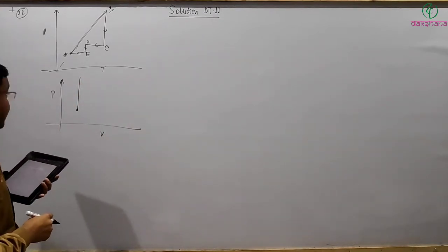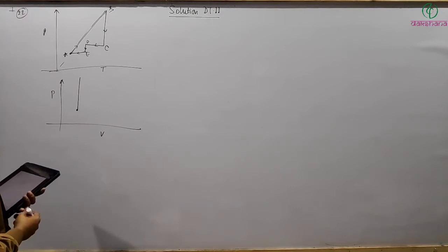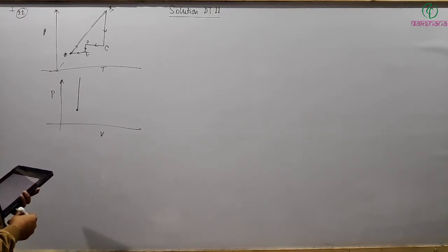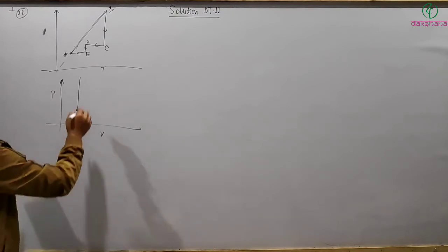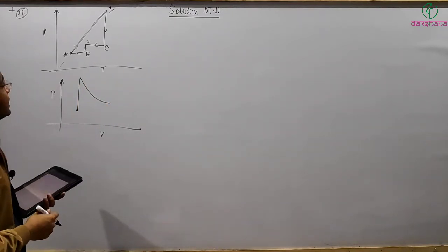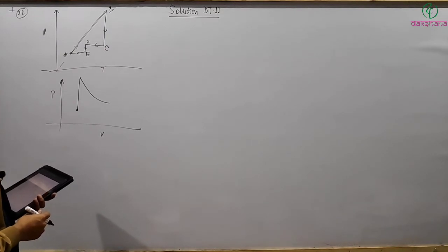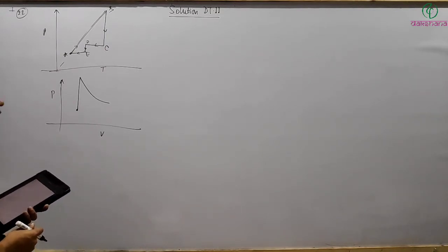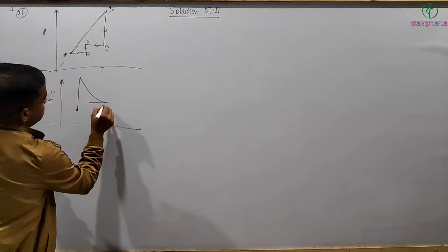This and then after that B to C, यहाँ पे क्या हो रहा है? Pressure decreasing, temperature constant, isothermal process. So isothermal process will be like this, hyperbolic. And then C to D क्या है? Pressure constant. तो अब temperature decrease होगा तो volume भी decrease होगा. So it will be like directly proportional this.